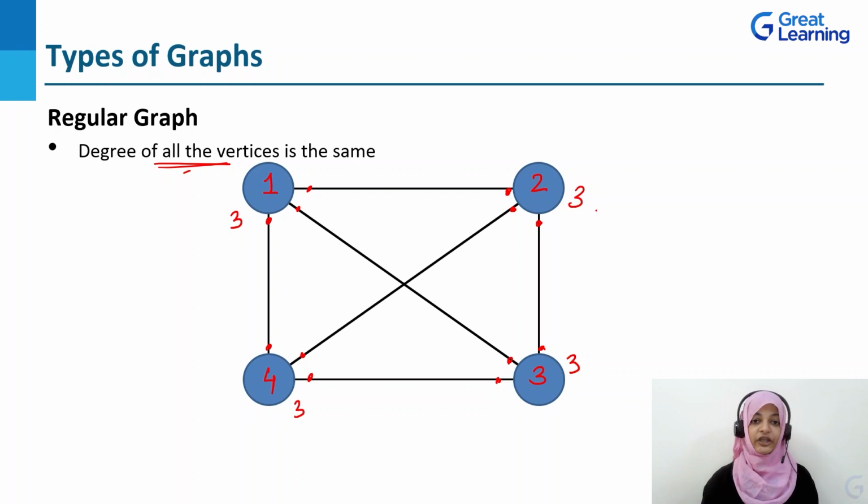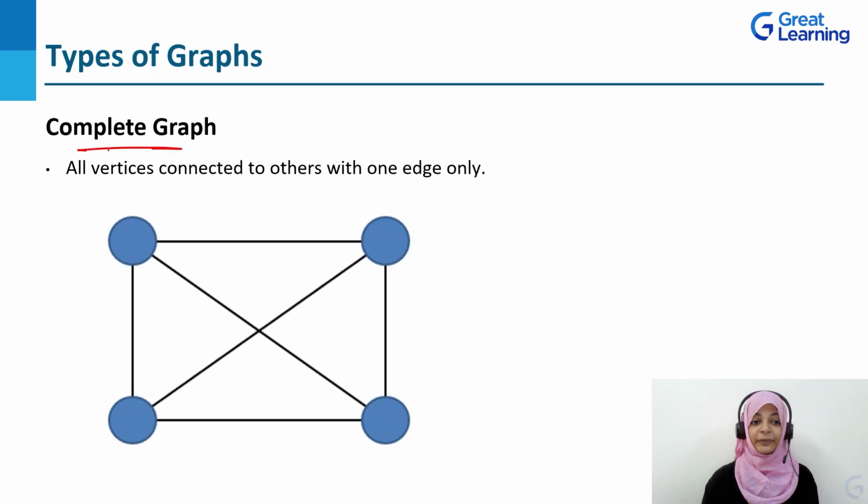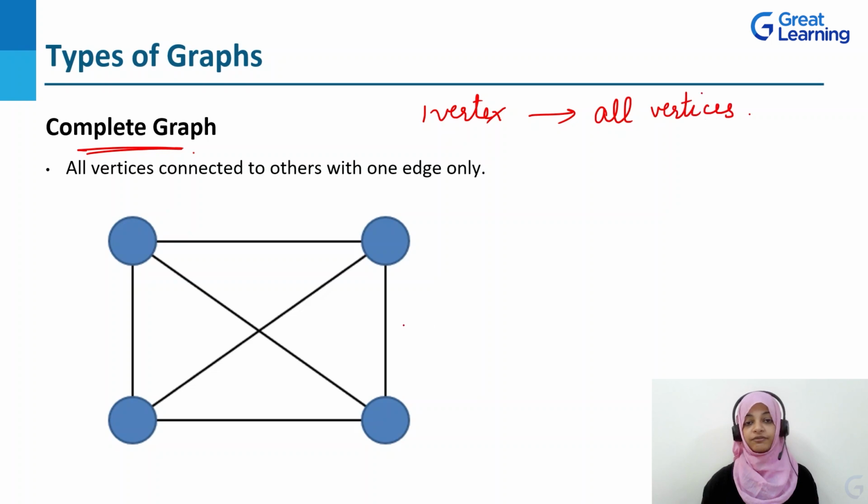This means that this particular graph is a regular graph. Next, let's look at what a complete graph is. A complete graph is actually one wherein we have one vertex connected to all the other vertices that are a part of the graph. This means that if we take any one vertex, we have direct edges from that one particular vertex to every other vertex that is a part of the graph.